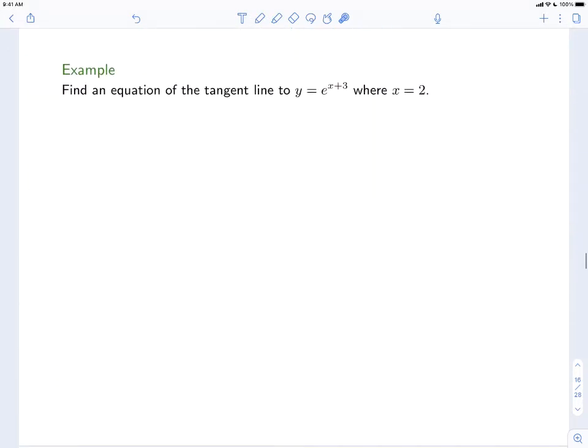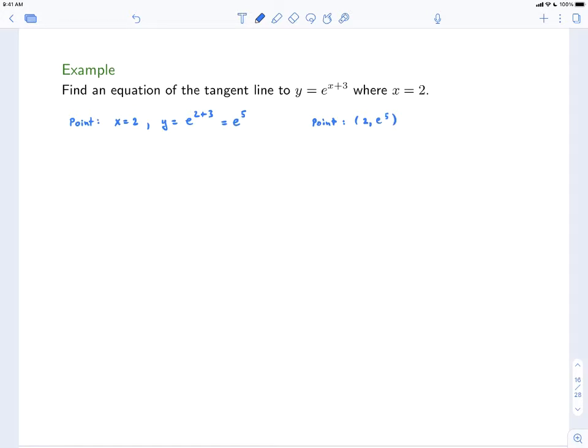So as an example, let's find an equation of the tangent line to y equals e to the x plus 3, where x is equal to 2. Okay, so as usual, when we're finding the equation for a line, we need a point and a slope. Well, for the point, we're already given the x-coordinate. The x-coordinate is x equals 2. And the y-coordinate is e to the 2 plus 3, which is e to the 5. So that means our point is 2 comma e to the 5.